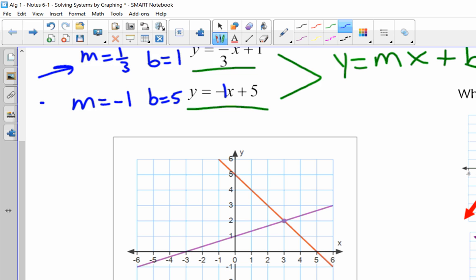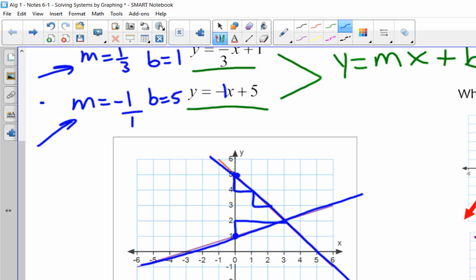My starting point's at +1. My slope is +1/3. So remember, that's up 1 and then over 3, and then that's where I get my line. Then I'm going to graph the second equation, this one right here. Your starting point's at +5, but your slope is a -1. That means it's -1/1, so I'm down 1, over 1, and I keep doing that, and I can draw my line.